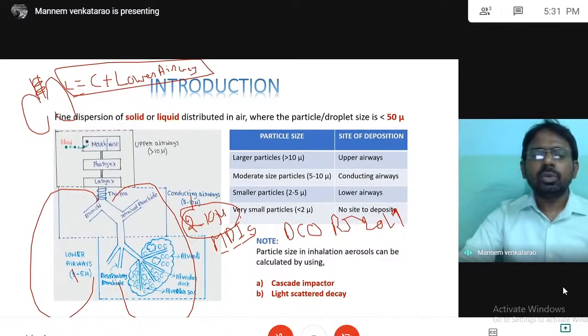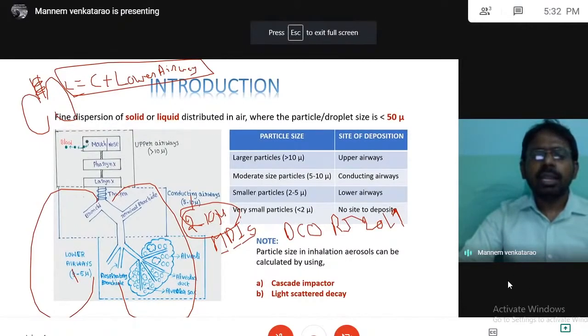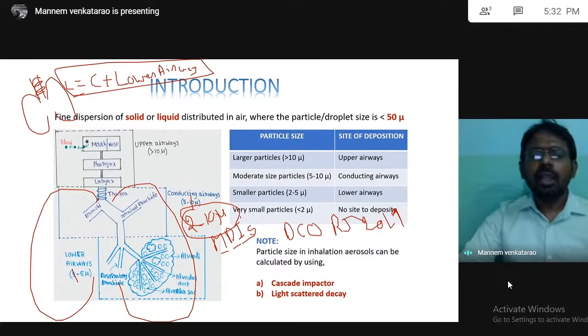Who can deliver this 2 to 10 microns into lungs? That device is called a metered dose inhaler. For example, an asthma patient uses a small aerosol container. Upon pressing it, the drug directly and forcefully enters the lungs. That aerosol container is known as a metered dose inhaler. Once again, a metered dose inhaler is a device that specifically delivers the drug into lungs, and the particle size distribution is 2 to 10 microns.